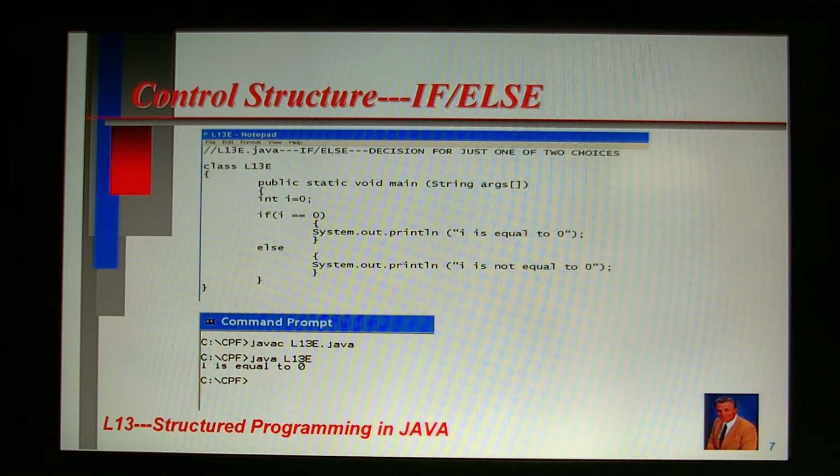I trust L13E.java demonstrates the if-else decision control structure, a member of the decision family of control structures that demonstrates the structured programming best practice for decision making when there are just two choices.